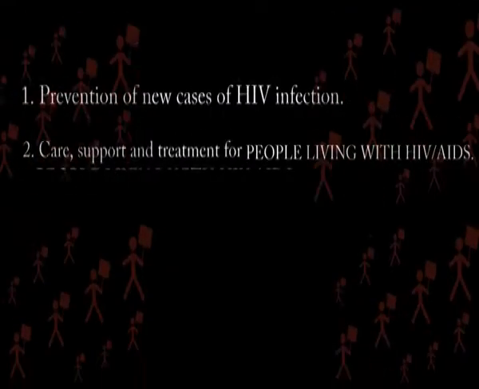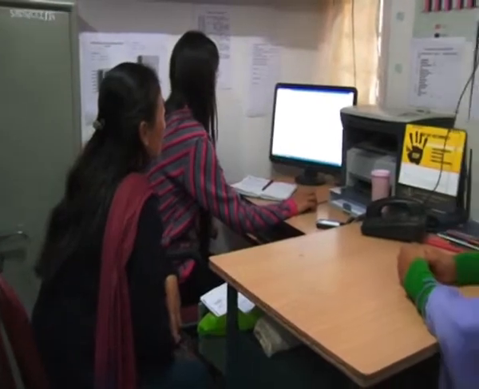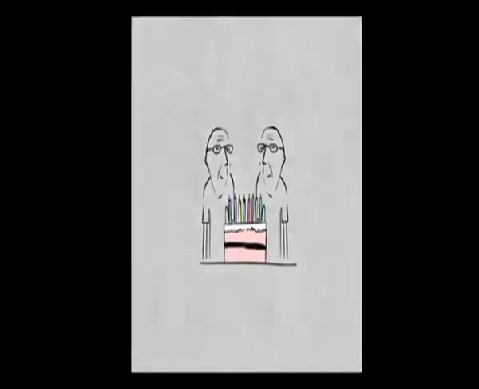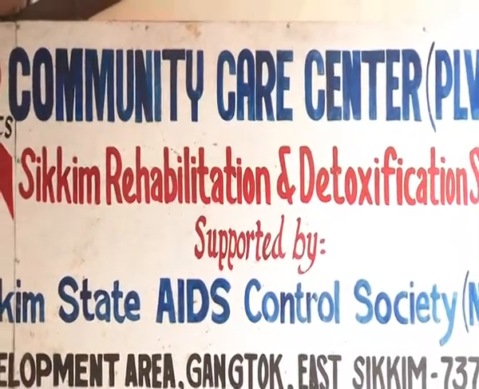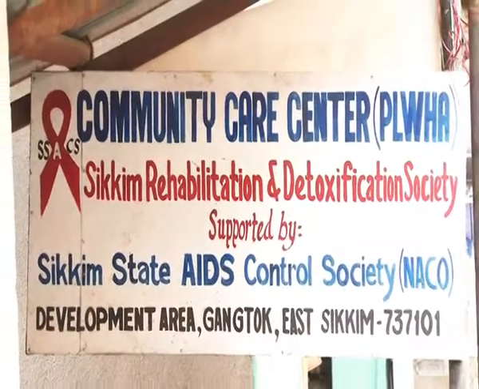The second component of NACP3 is care, support and treatment for people living with HIV/AIDS. In this component we have the antiretroviral therapy centers, or ART centers, where people receive free treatment. And then there is a community care center at development area for HIV patients. They are treated out there, kept for a few days and then allowed to go home.